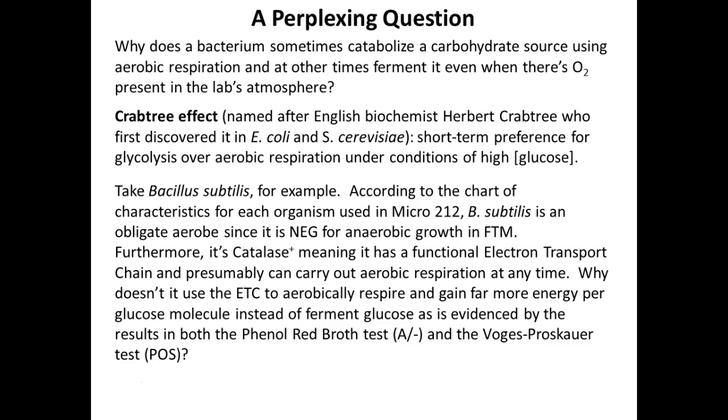So, like Bacillus subtilis, for example, according to the chart of characteristics for the organism used in our course, it is an obligate aerobe, which means for the FTM tube, it stayed at the top, right? Yours stayed at the top. And for catalase, though, it was positive, which means it has an electron transport chain, right? Why isn't it using it in the case of our phenol red broth? Our phenol red broth shows fermentation, right? You had acid and no gas production, but acid indicates fermentation, right? It fermented that glucose. Then also, it was positive for Voges-Proskauer. It fermented glucose and produced acetoin that could then be converted into 2,3-butanediol alcohol.